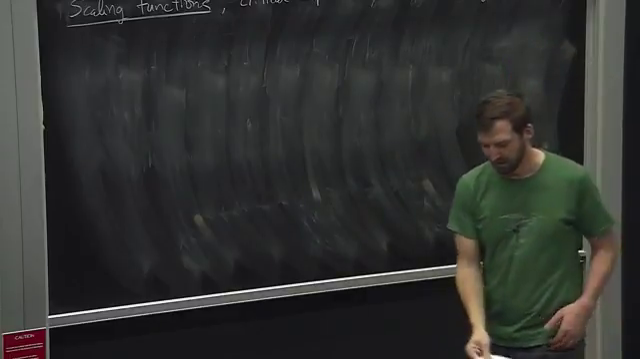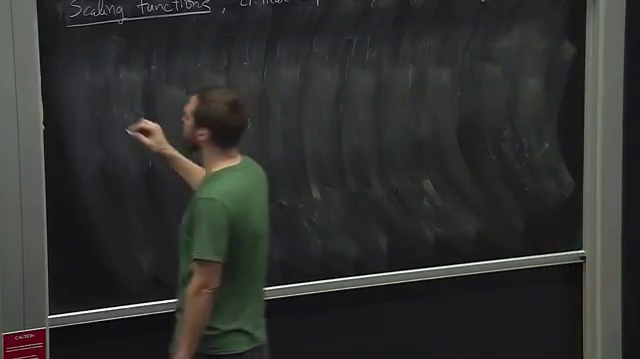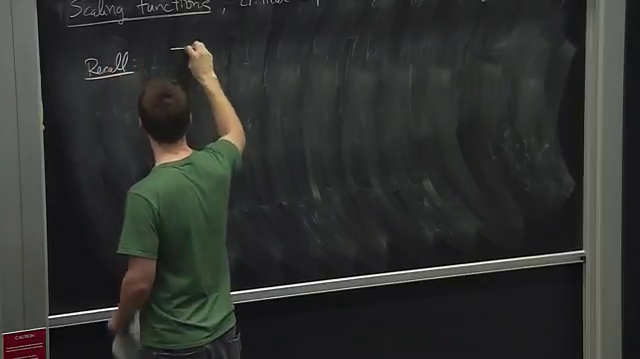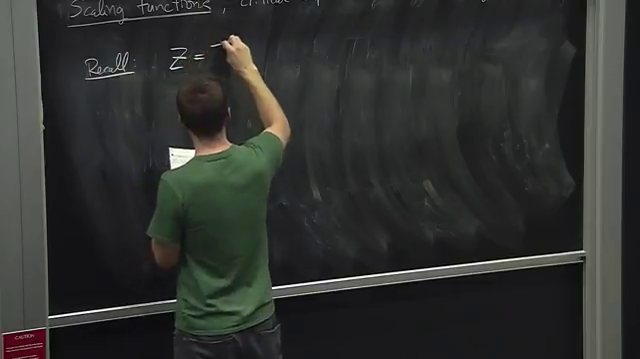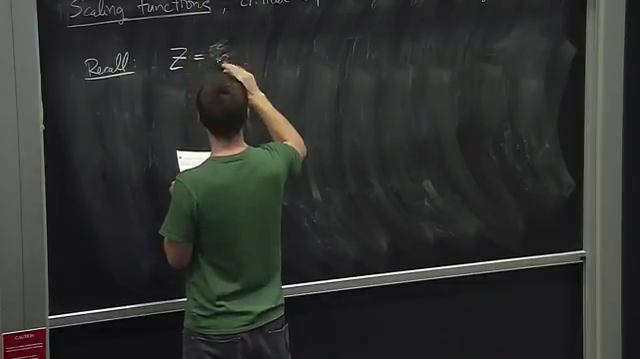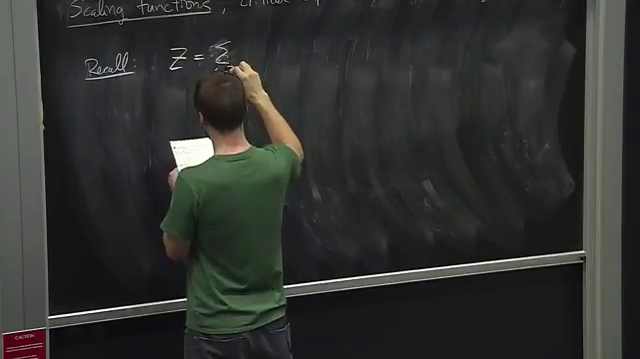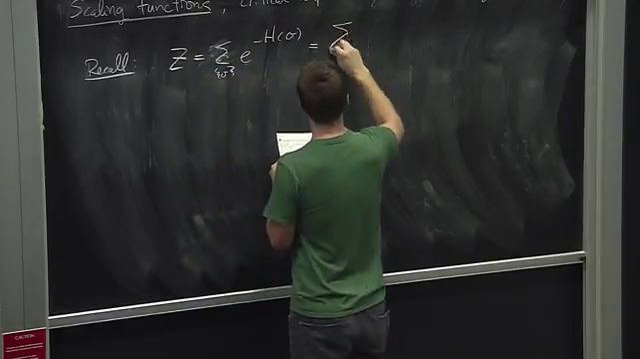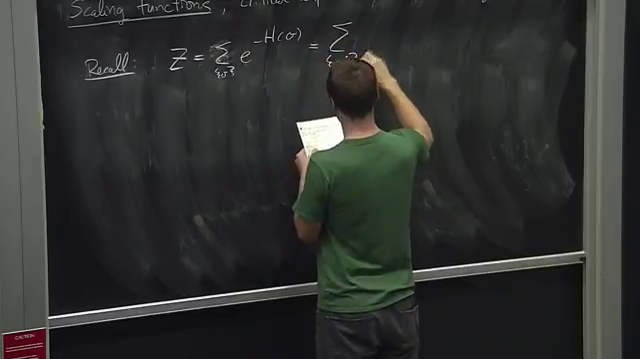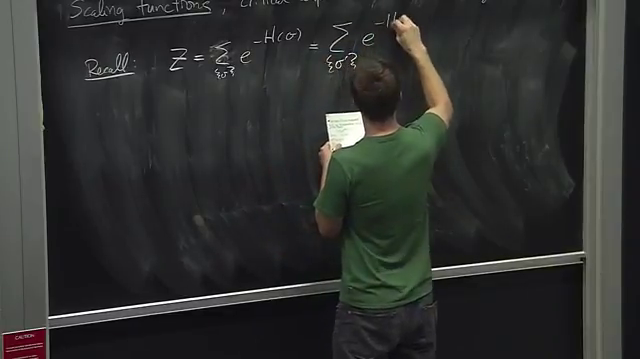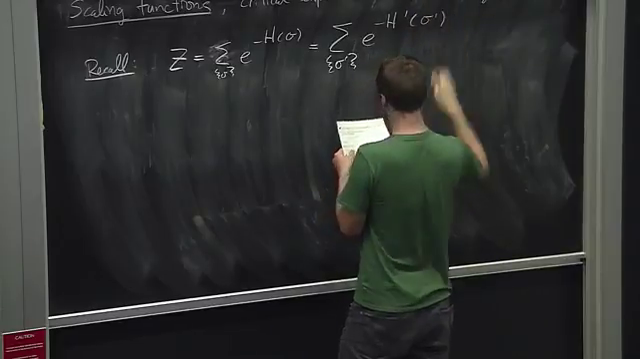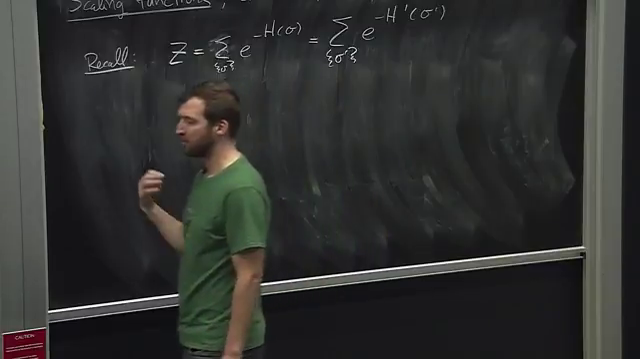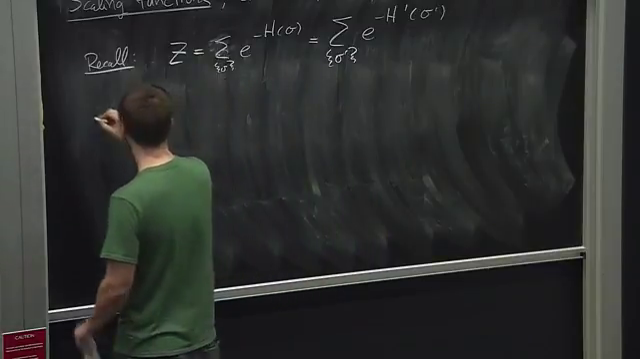I've said this many times, but Z is invariant. Trace, what did I call this? Sum over sigma e to the minus H, sum over sigma prime. But remember, we have this thing called G.